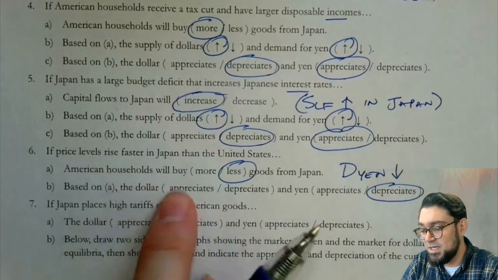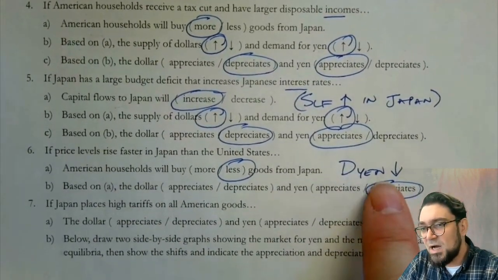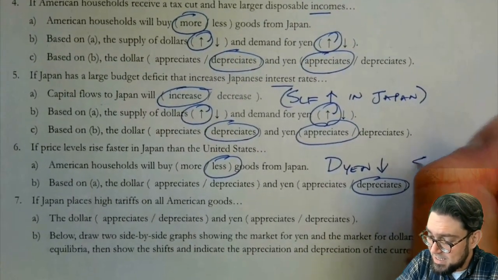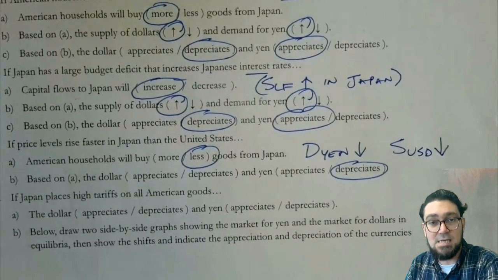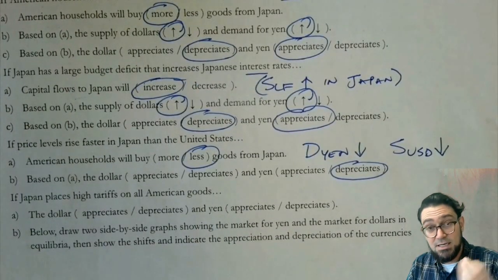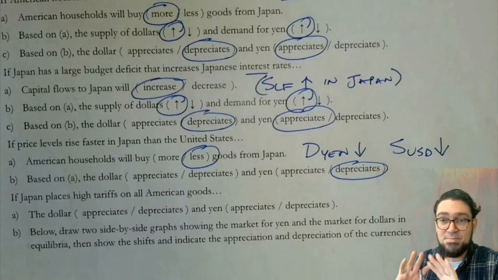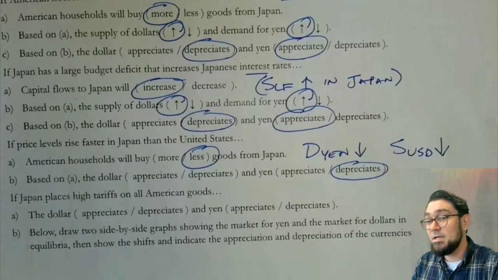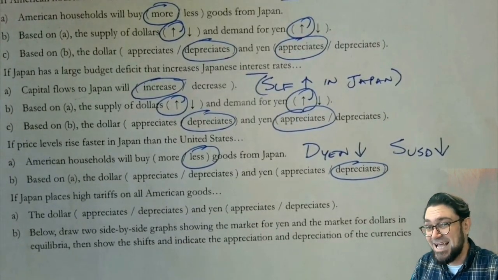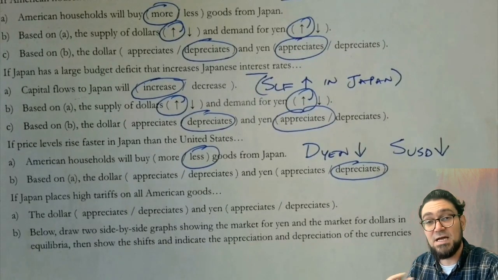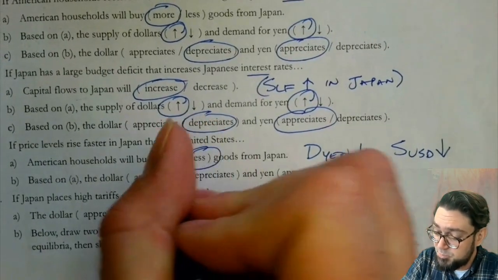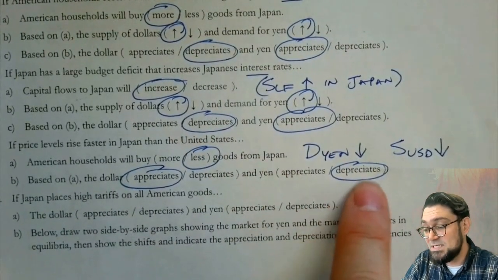Now, the tricky part is what happens to the dollar. Well, if we aren't buying as many yen, then the supply of the US dollar is going to decrease. We're not going to provide as many dollars into that foreign exchange market, into that airport kiosk. I'm not walking up and buying as many yen, so I'm not supplying as many dollars into the market. As a result of not supplying as many, the dollar will appreciate while the yen will depreciate because of the lower demand for it.